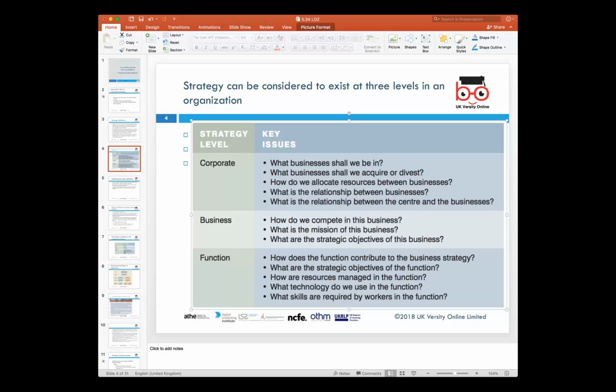Tesco got into it a couple of years back. ASDA got into it a couple of years back, but they have kind of got left out within the big 3. So these are things which happen in the corporate strategy.